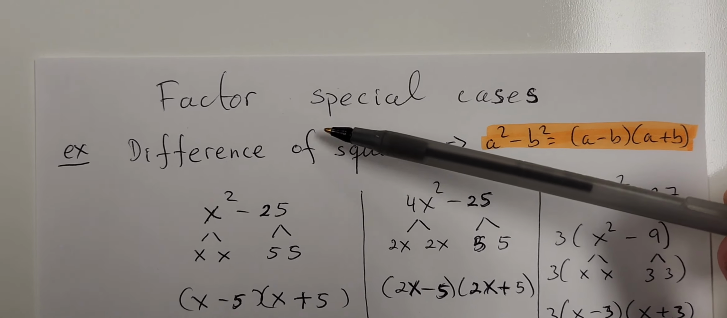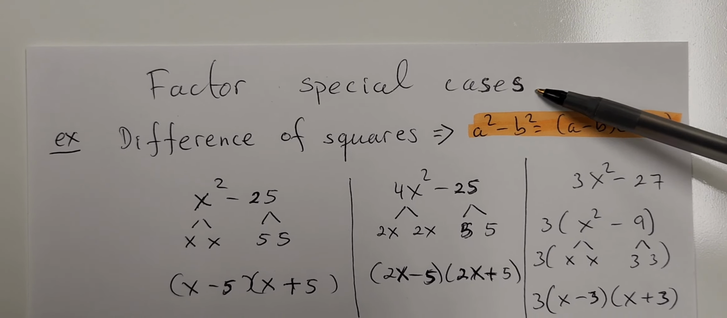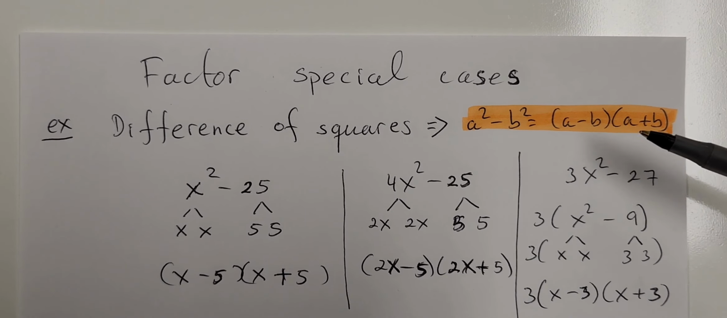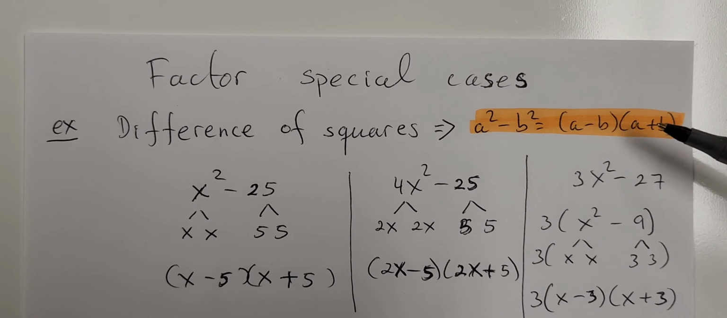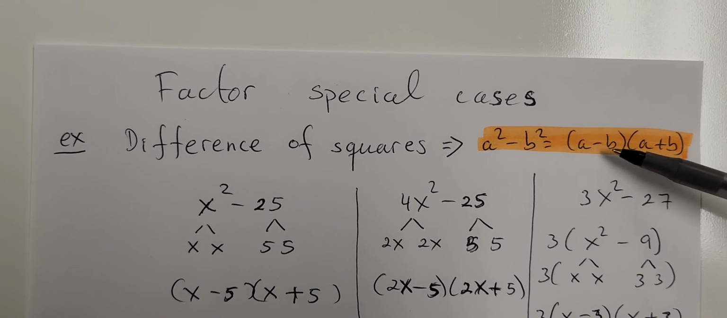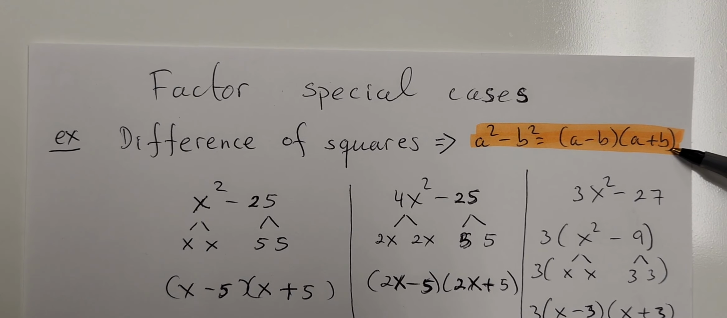This lesson is factor special cases. Here we have difference of squares. Difference of squares looks like a squared minus b squared equals a minus b, a plus b.